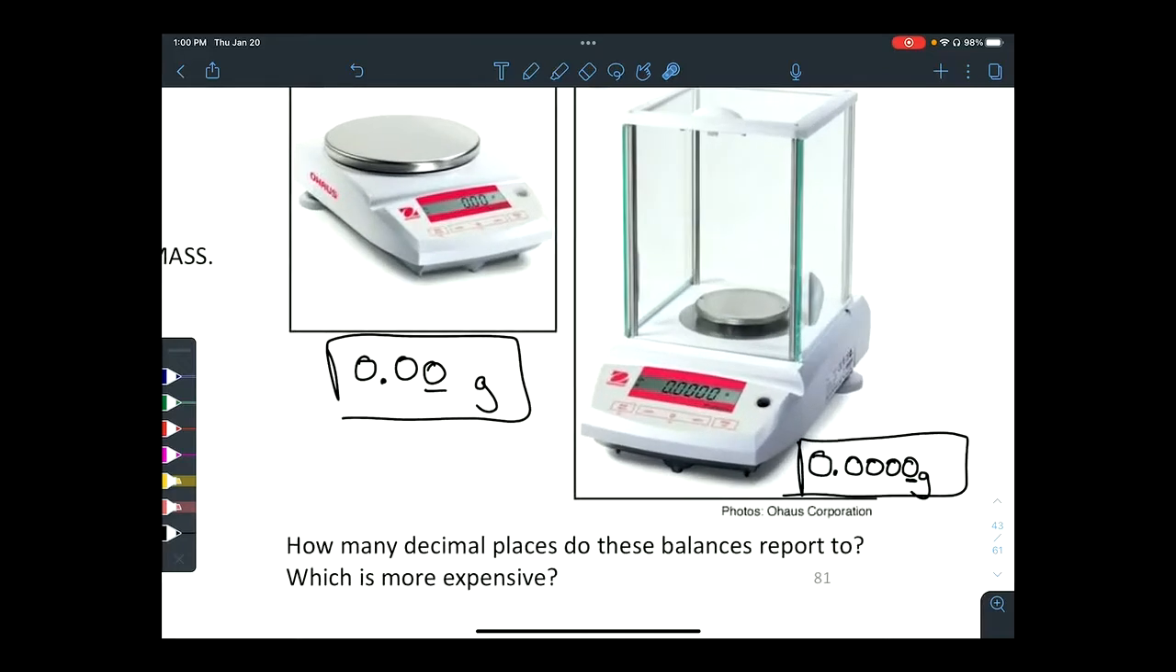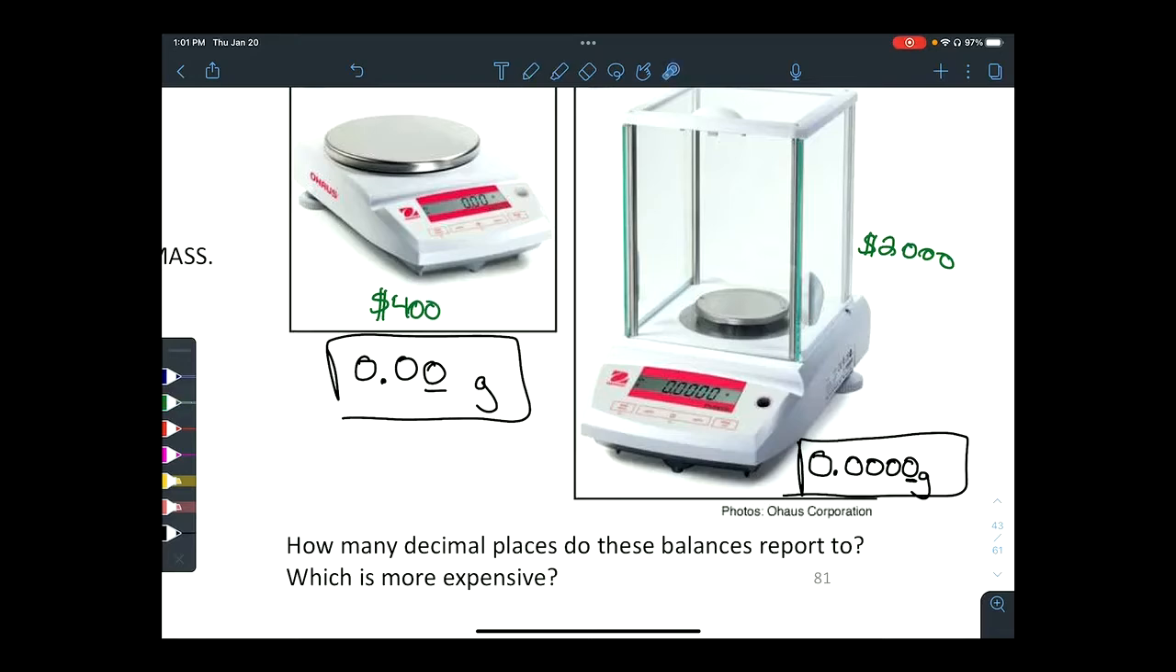So there's two kinds of balances that you'll work with: these top loaders that go out to 2 decimal places, and then these analytical balances that go out to 4 decimal places. And I already mentioned, how much does the top loader cost? It's like $400. And then the analytical balance is like $2,000, right? So it costs 5 times as much for just 2 more decimal places.